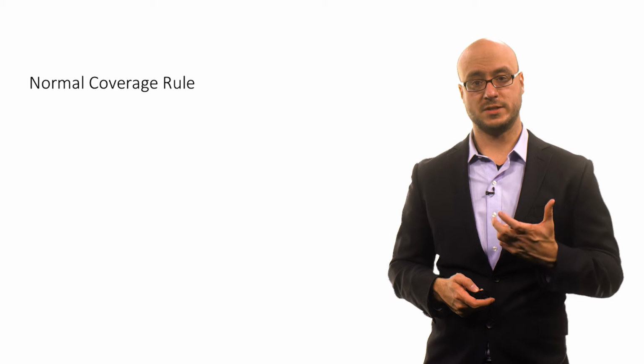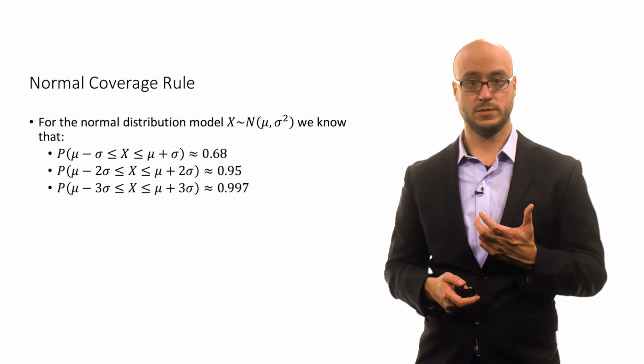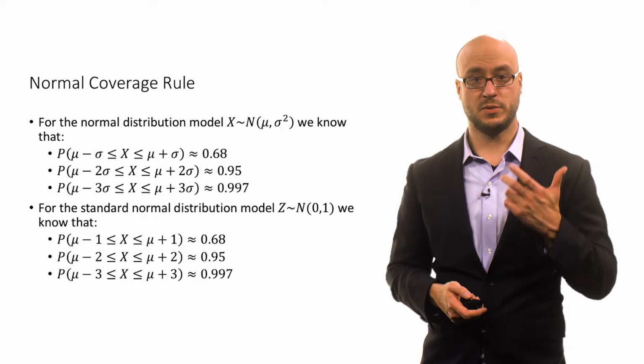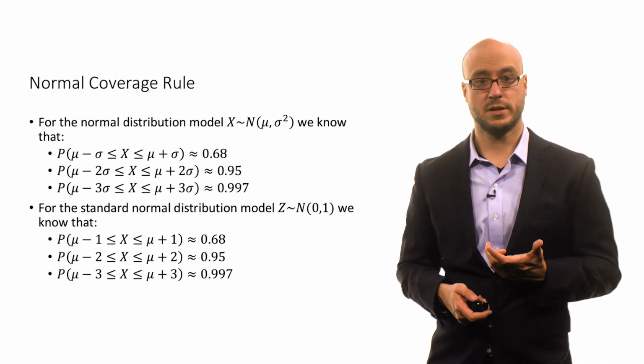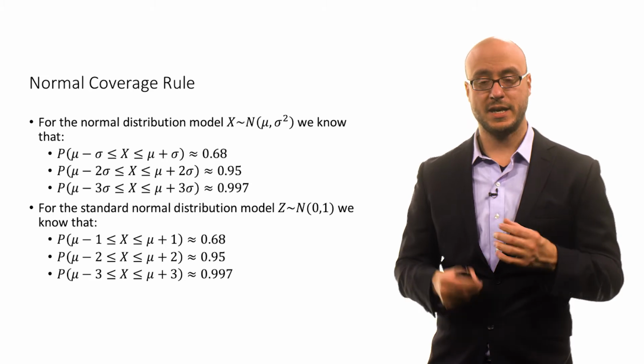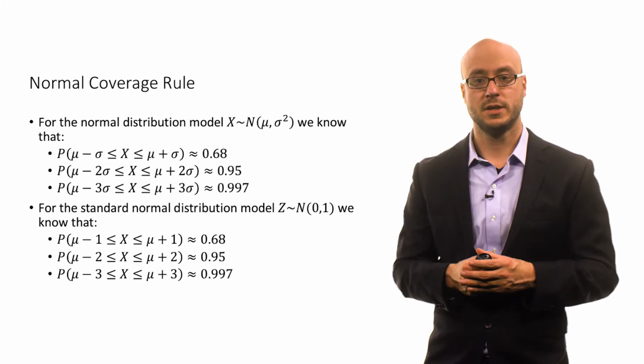From this, we can talk about something called the normal coverage rule. We can express this in terms of the normal distribution model. We can also express this in terms of the standard normal distribution model. In both instances, the idea is the same. Because this is a probability distribution, assuming that some set of data follows this distribution, we can make conclusions.